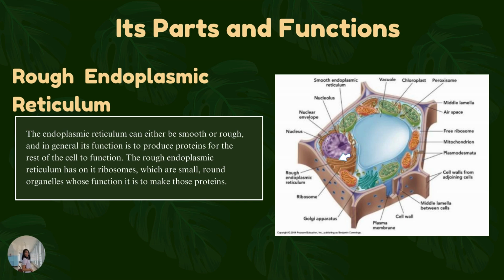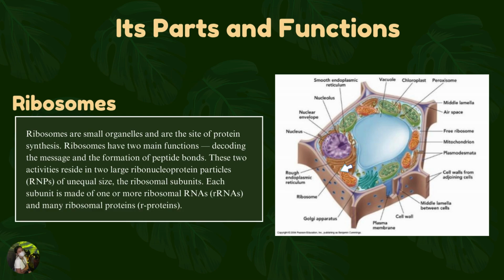Rough endoplasmic reticulum is also part of the plant cell. And we all know that the endoplasmic reticulum can either be smooth or rough. In general, its function is to produce proteins for the rest of the cell to function. The rough endoplasmic reticulum has ribosomes on it, which are small, round organelles whose function is to make those proteins. Ribosomes are small organelles and are the site of protein synthesis.